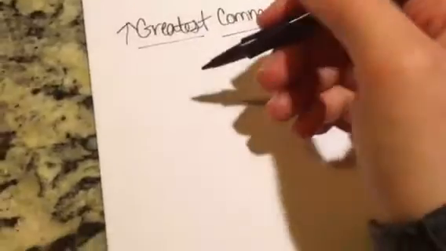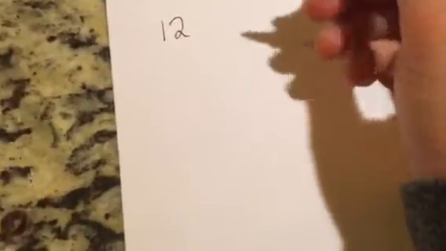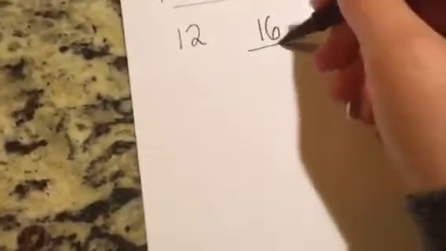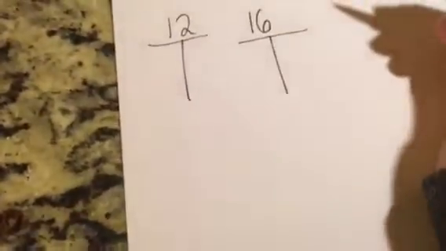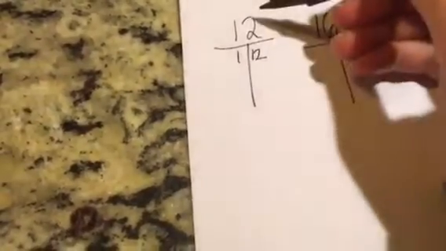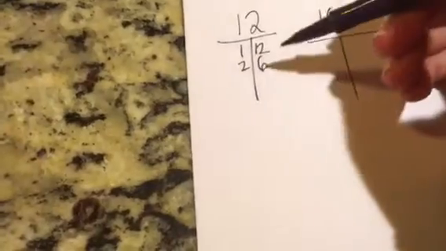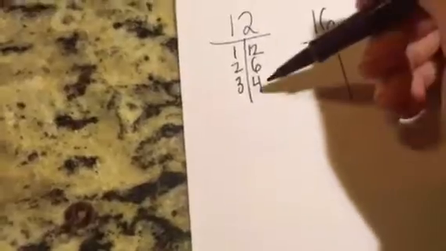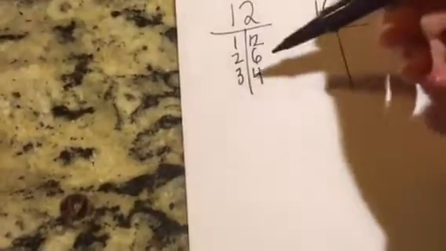So if I give you the numbers 12 and 16, I'm going to find the factors for both of those numbers. And I like to do a t-chart. You can do whatever way makes you happy. I'm going to start out with 12. 1 times something gives me 12. Oh yeah, 1 times 12. 2 times something. Oh yeah, 2 times 6. 3 times something. Yep, 3 times 4. 4 times something. Yeah, 4 times 3, but I already have that, so I know I'm done with all my factors.